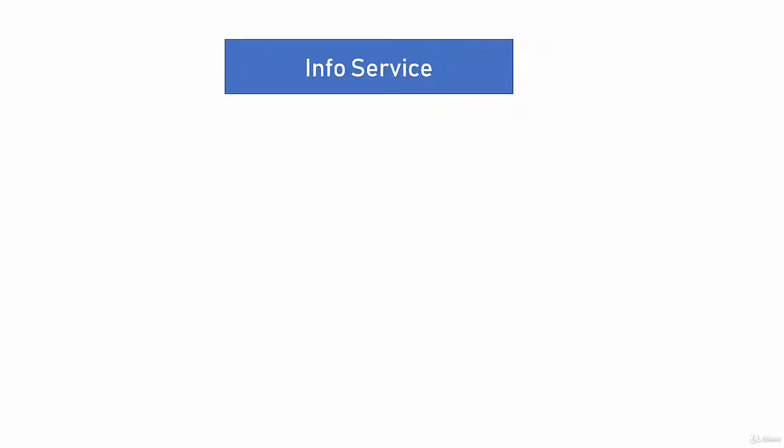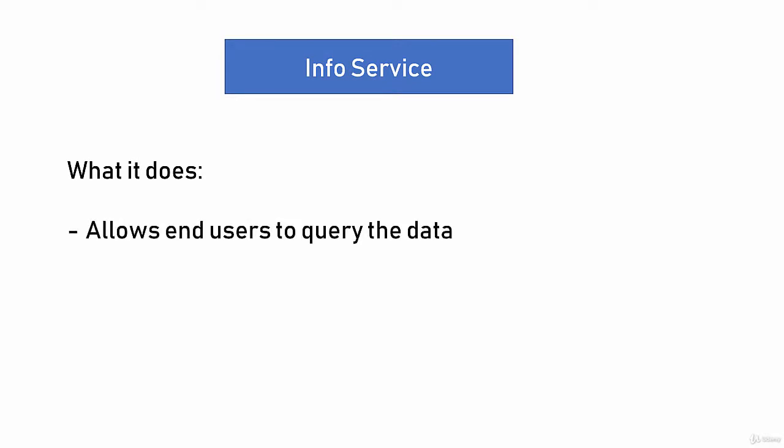The last service in our system is the info service. As a refresher, let's remember what this service is supposed to do. The service allows end users to query the data stored in the data store and displays the data in various forms. Note that the service is responsible only for the data retrieval. It does not display the data. That is the responsibility of the client, whatever client it is.